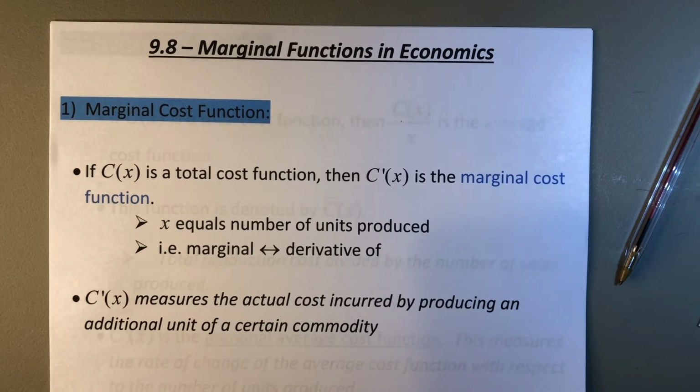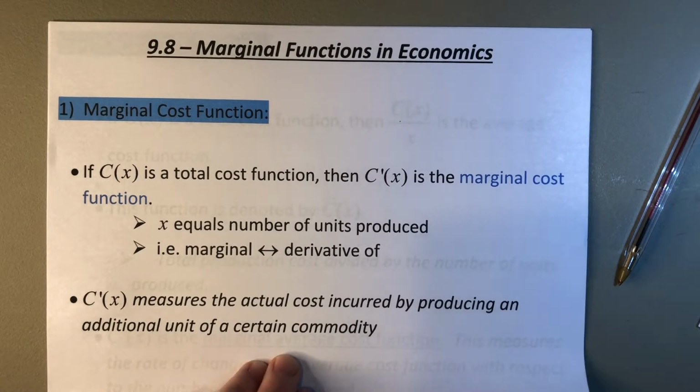So let's say you've produced 5,000 toasters. If you wanted to figure out C prime of 5,000, that's really telling you how much more it would cost to produce just one more of those. In other words, the 5,001st toaster.